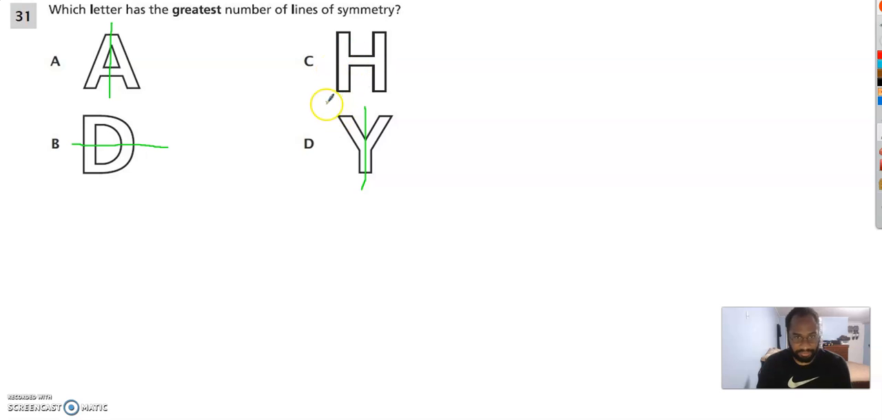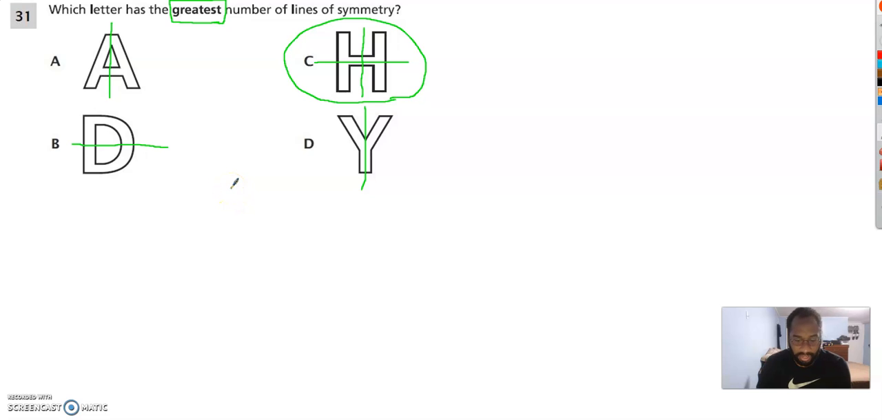Kanai, what about H? We looked at H earlier. H has how many lines of symmetry? 2, right? You can split it horizontally, and it'll be equal on both sides. And you can also split it vertically, and it'll be equal on both sides. So which letter has the greatest number of lines of symmetry? Which one do you think, Aaron? Yes, it would be C, because C has 2 lines of symmetry, and the others only have 1.